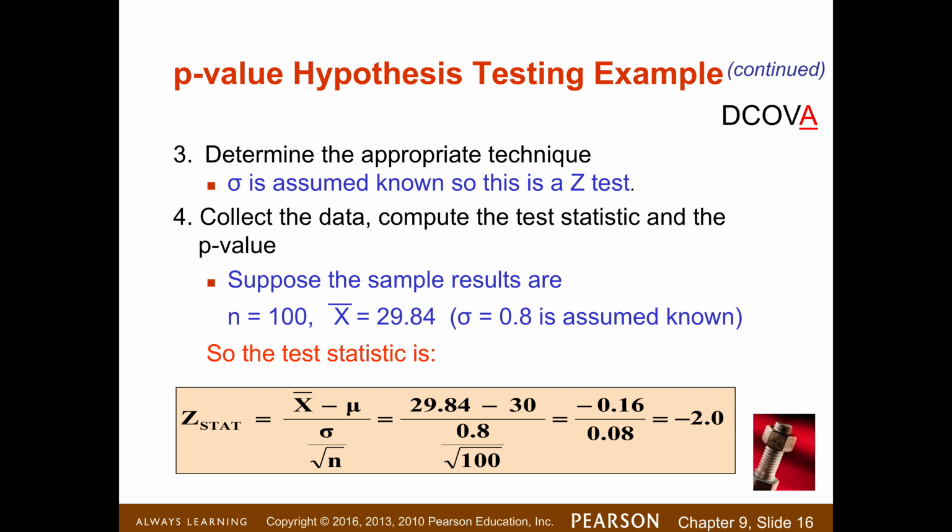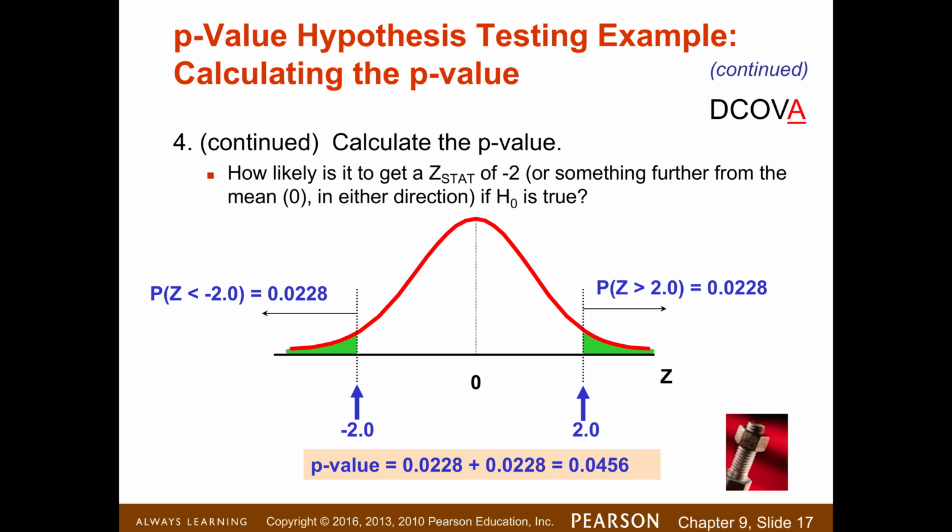Whether you're doing the critical value approach or the p-value approach, the test statistic is calculated the same way. Calculate the p-value. So the p-value is the area to the left of -2 and to the right of +2. So guys, that's a little bit confusing.